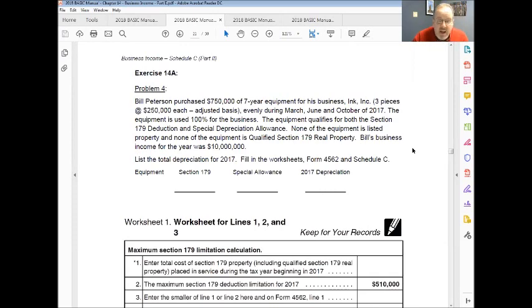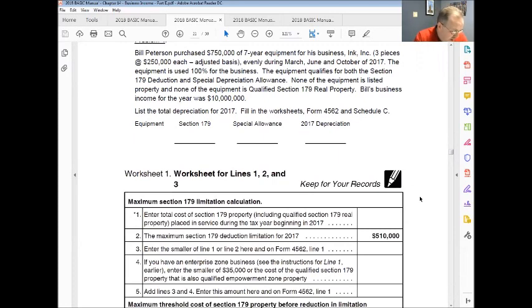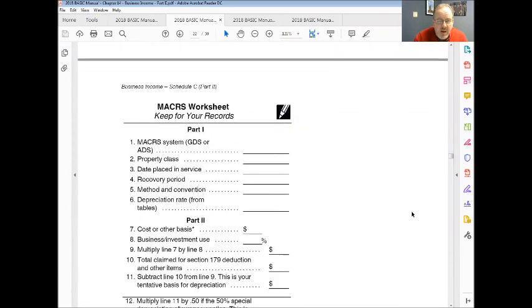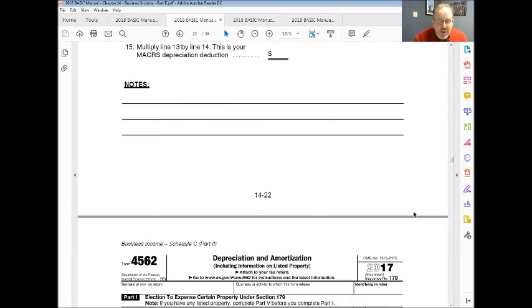Okay. What we had to do is we had these three pieces, and really what we were doing is determining how much depreciation was going to be taken in the tax year of 2017. As you can see right there, it says that we want to fill in the worksheets and everything, and we want to know the section 179, the special depreciation, and then the total 2017 depreciation, and then the total depreciation that is taken. So we had to break things down a little bit. It gave us the little worksheets to do.